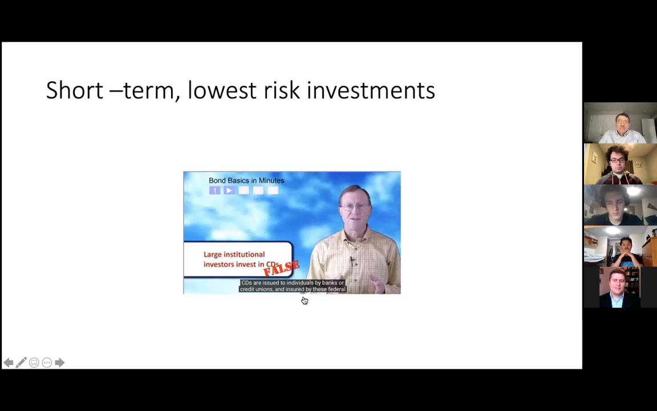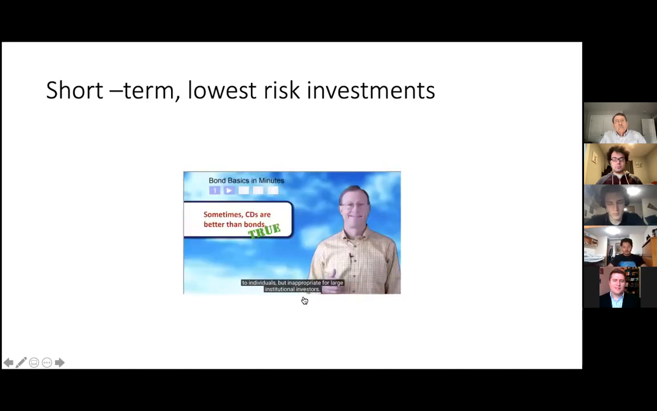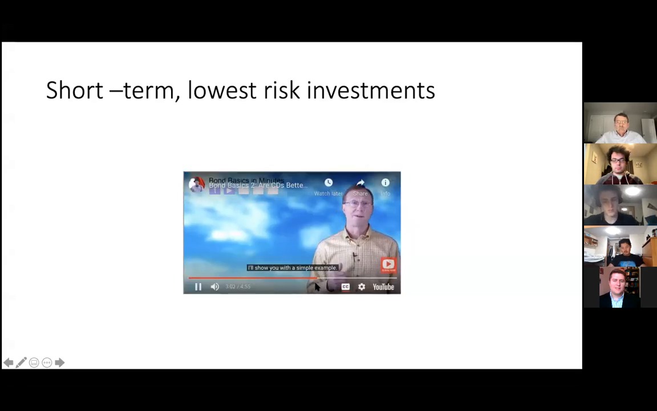This is false. CDs are issued to individuals by banks or credit unions and insured by these federal agencies. So CDs, like US Treasury bonds, have essentially zero credit risk, but the FDIC or NCUA insurance levels are limited to amounts that make these CDs attractive to individuals, but inappropriate for large institutional investors. This is true. Keep in mind that bank CDs aren't negotiable, meaning you can't sell them in any market. To redeem them, you must go back to the bank or credit union where you purchased it. As I've showed, sometimes CDs are offered at above market interest rates with low early withdrawal fees. If you can lock in a CD with a higher rate than the equivalent treasury bond, then obviously you come out ahead for no additional credit risk. If interest rates go up, it can be even better, which I'll show you next with a simple example.